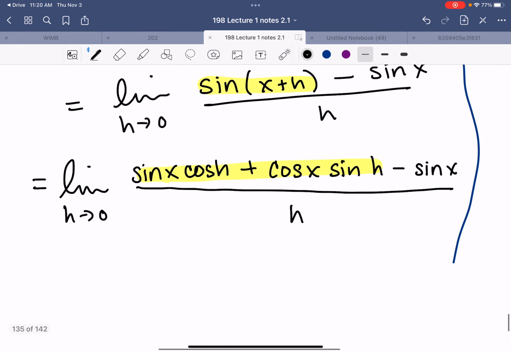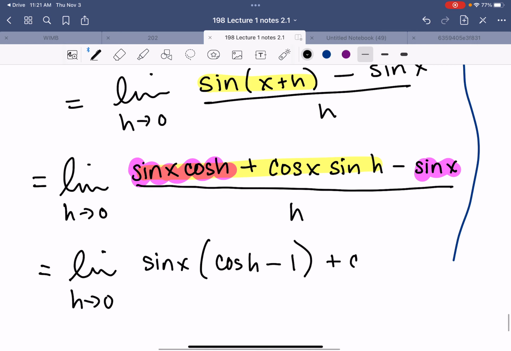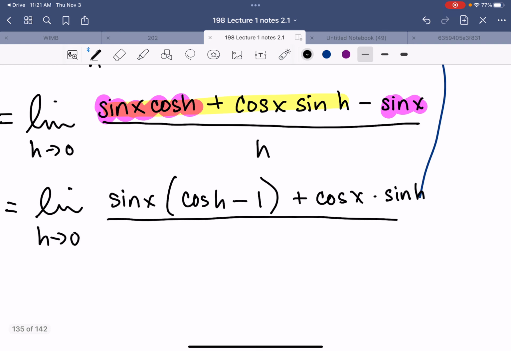Okay. Now, if I look at this first term, the sine x cosine h, and the last term, those both have a sine x. So I'm going to put them together and factor out the sine. So we have the limit as h goes to 0, and I'm going to bring the sine x out in front. After that, I have the cosine of h minus 1 when I factor it out. And then the term in yellow is still there, so plus the cosine of x times the sine of h. And that's all over h.